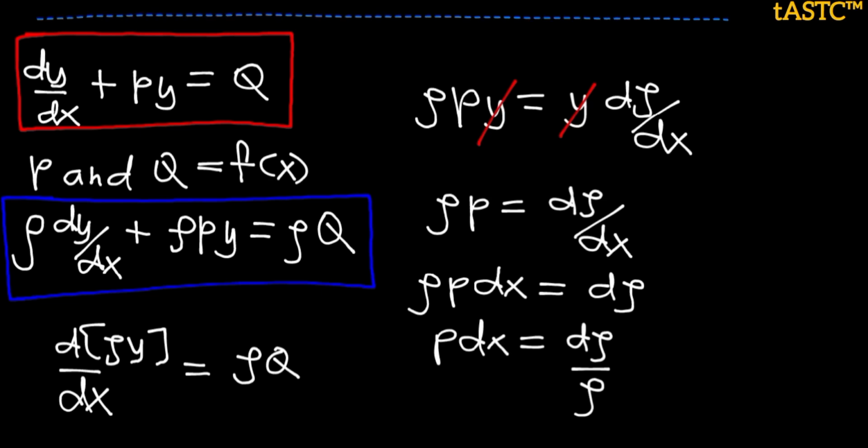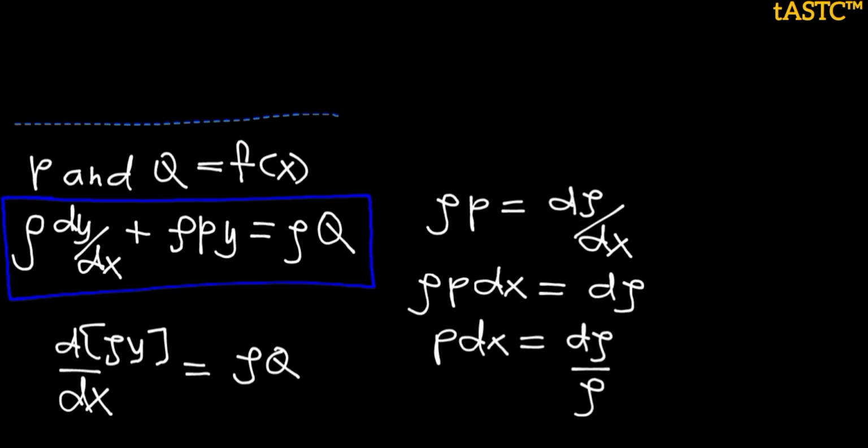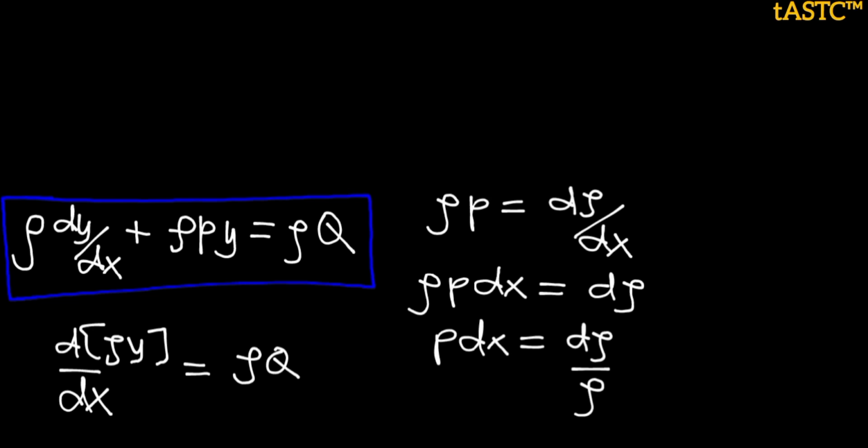So I think I could well wipe these up. So from here, we have that 1 over rho d rho is equal to p dx. This is what we got.